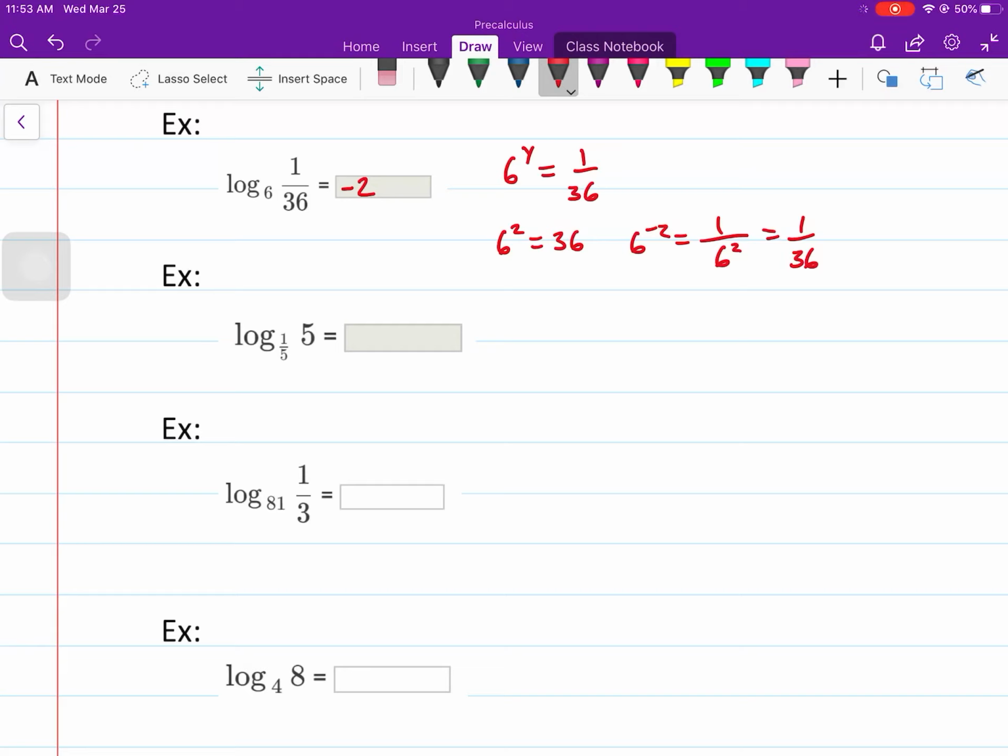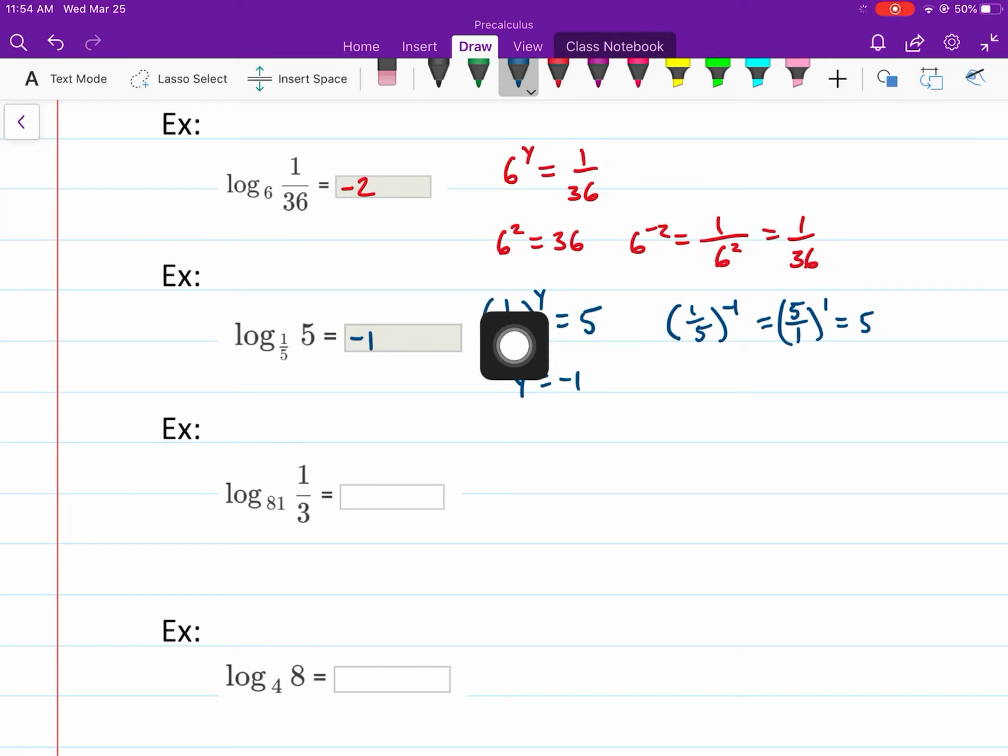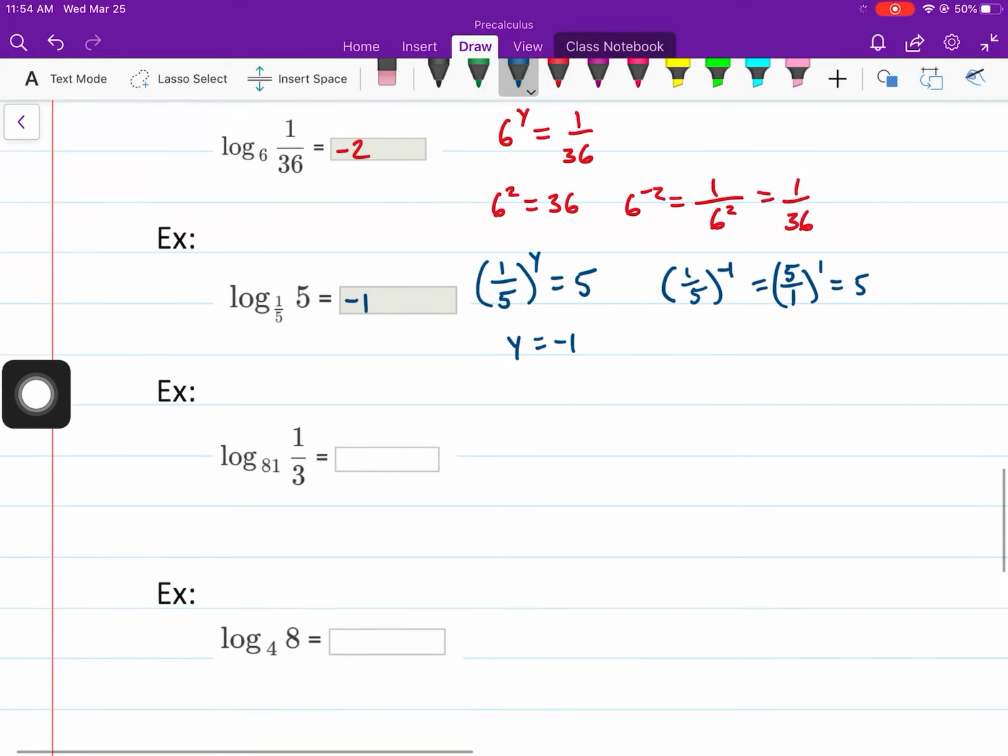I like this next example. It's the same idea. We're just going to go a little bit backwards from it. So 1/5 to what power is 5? Well, if we were somehow able to flip this fraction to make it 5 over 1, how do we flip the fraction? Well, let's just let our exponent be negative 1. How does that work? Because 1 over 5 to the negative 1 would end up just flipping the inside to give you 5 over 1 to the positive 1, which would be 5, giving us our answer there.